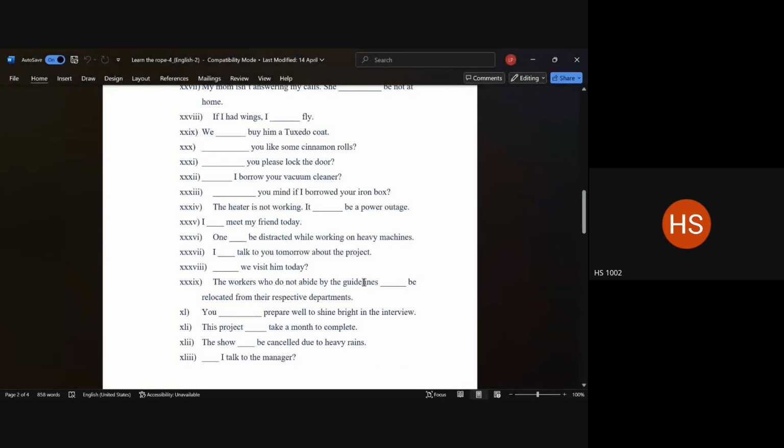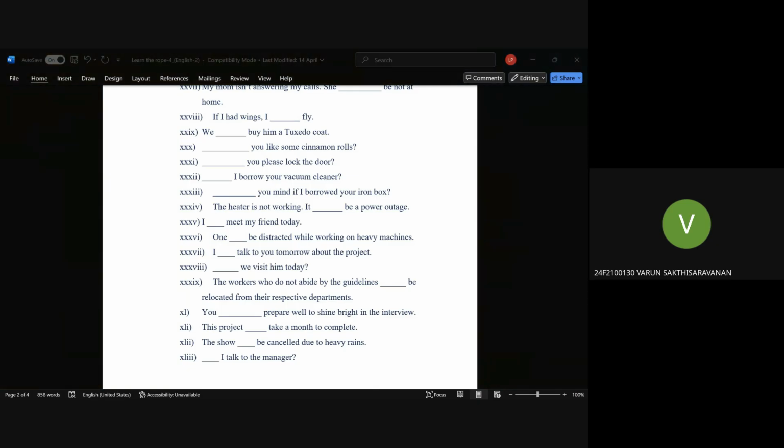Then it is: We buy him a tuxedo coat. Should and ought to. Okay, should is fine. We ought to buy him a tuxedo coat.